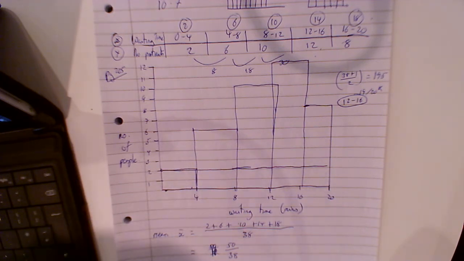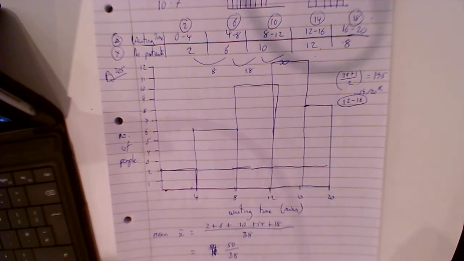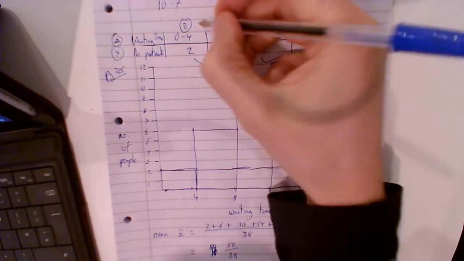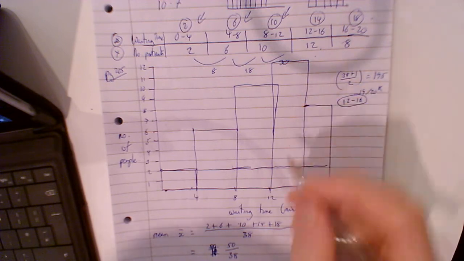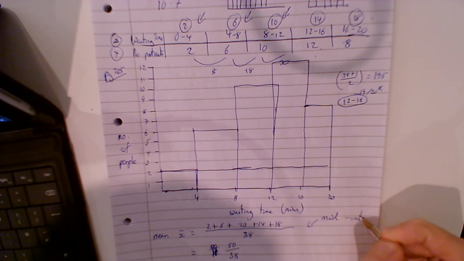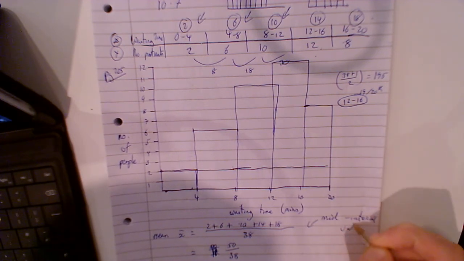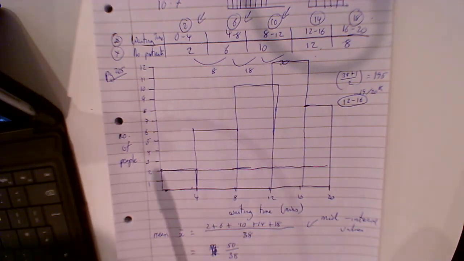Okay, so next one is, all the rest of these are pretty basic. How many students took part? Or how many patients took part? Add them up there. This is known here as mid-interval values. So I've used mid-interval values here. Beyond that, you're not going to be asked anything that's going to throw you off.